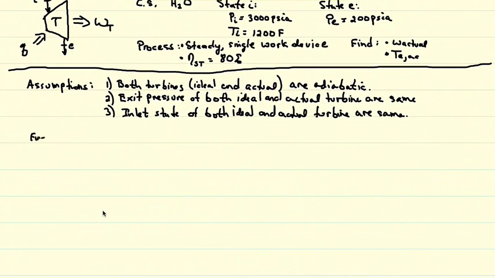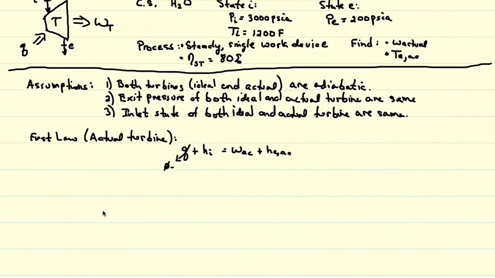We have our first law equation, and this is going to be the first law equation for our actual turbine. And so this is, of course, our good friend, the first law. So we have little q plus our inlet enthalpy is equal to our actual work plus our actual exit enthalpy. Okay, so we already established that both turbines, both ideal and actual, are adiabatic, so our Q term goes to 0. So what our first law tells us is that our actual work, since this is one of the things that we have to find, is equal to HI minus HE actual.